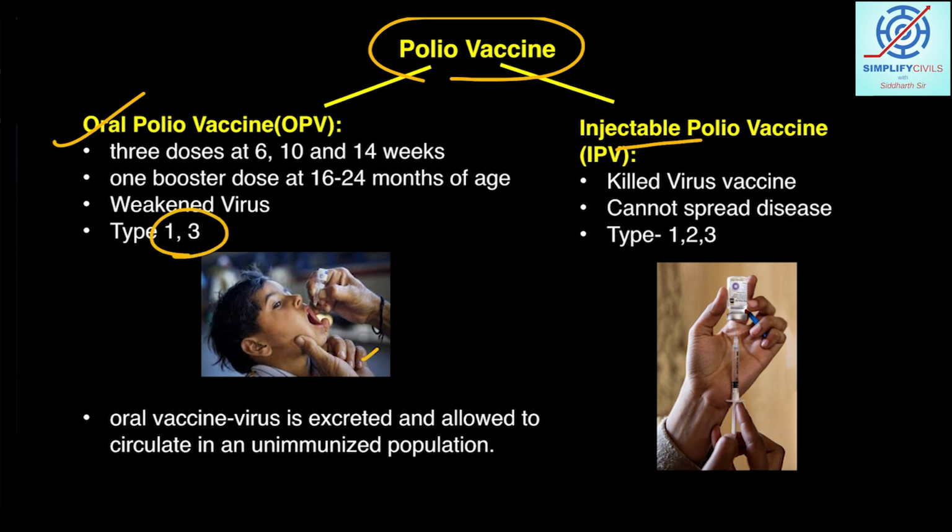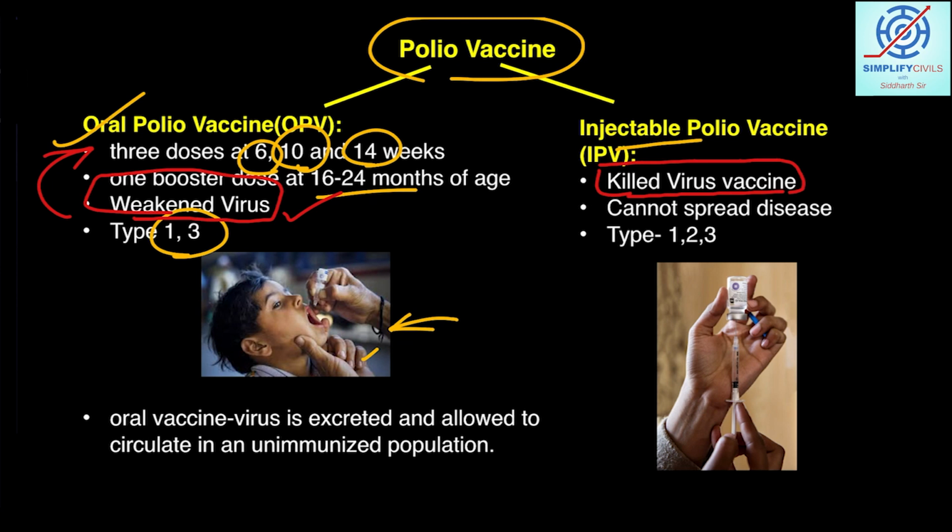So you know that children below the age of 5 years are given polio drops. These can be given in various doses at 6 weeks, 10 weeks, 14 weeks, or up to 24 months, and you need not learn all this information. What is important here is that a weak virus is used in the oral vaccine. However, in injectable vaccines, they use killed virus. So these are killed virus vaccines.